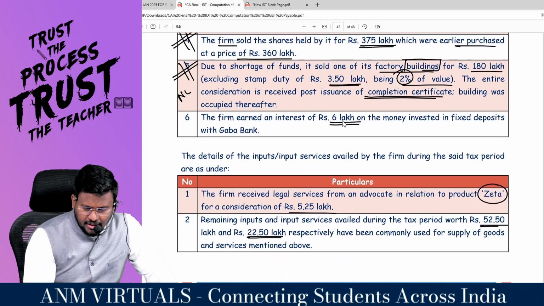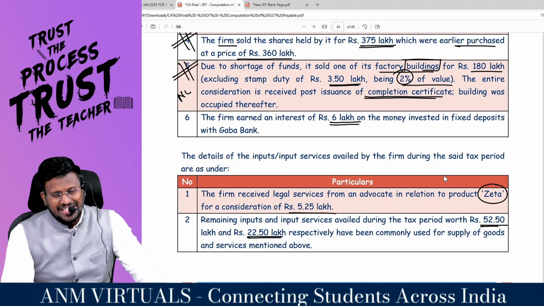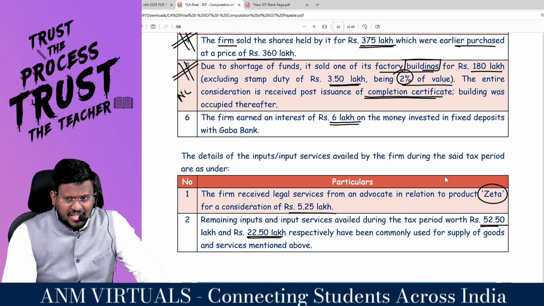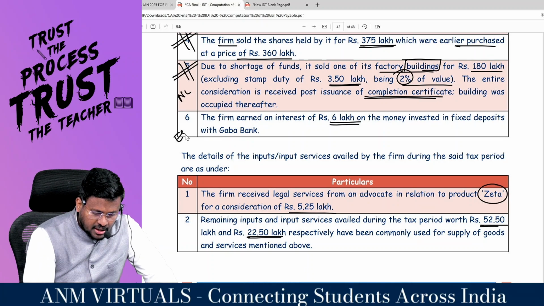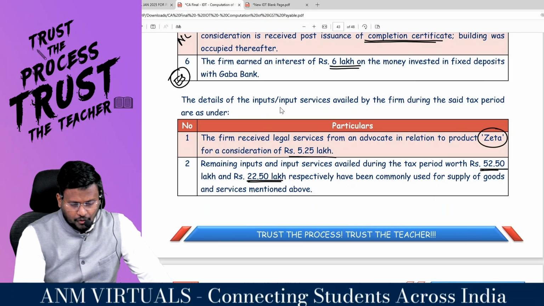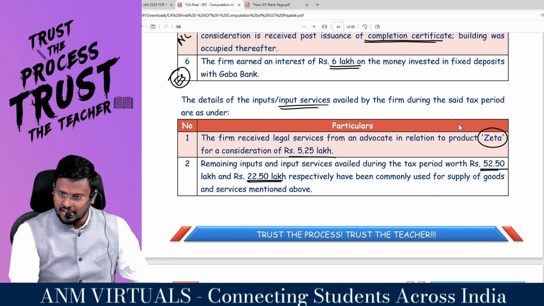The firm earned an interest of 6 lakh on money invested in FD with Gaba Bank. Services by way of extending deposit, loan or advance, for which the consideration has been received by way of interest or discount, are exempt from GST. This is an exempt supply. Details of input and input service availed by the firm during the said tax period are as under.